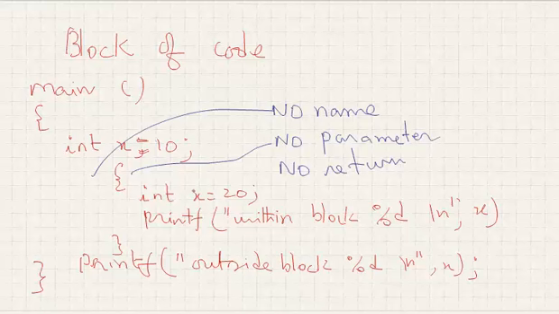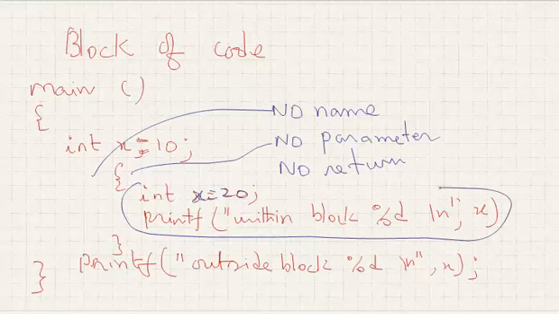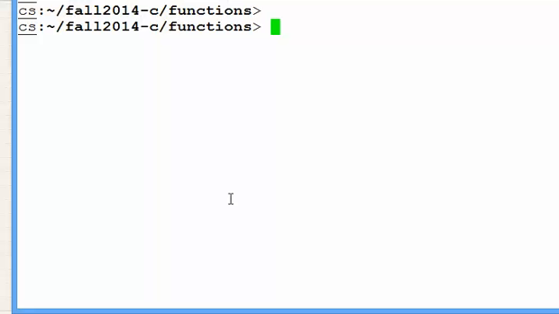Now this x, if for instance you say 20, it only changes this local variable 20. It doesn't change the value of x here. Again, why? Because it is only a local copy here. Okay. So this is a simple concept. You just have to remember that blocks have no name, no parameters. It doesn't return anything.